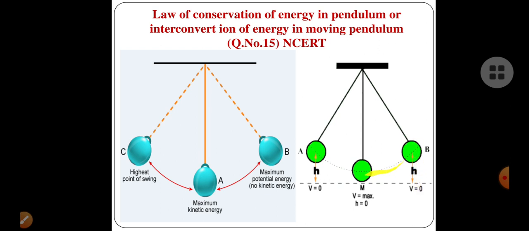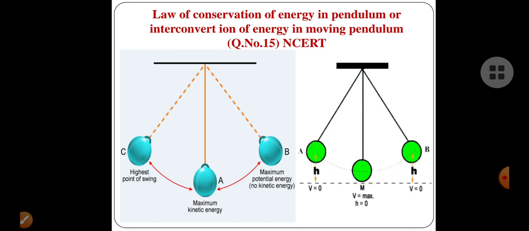And in this way, the same procedure goes on repeating. So in this case also, the total sum of energy at every point remains the same. That's another thing, that kinetic and potential energy go on interconverting into each other depending upon the position of the object.